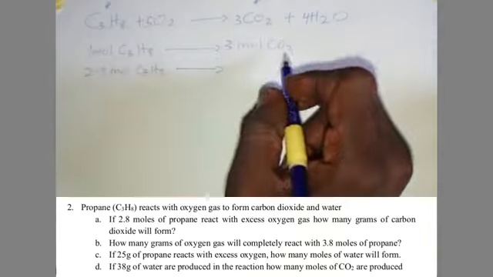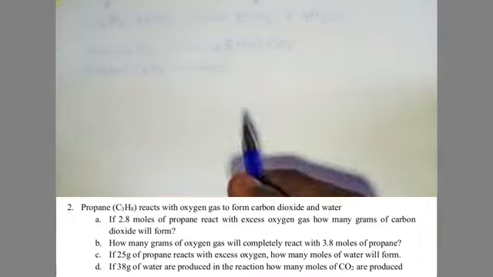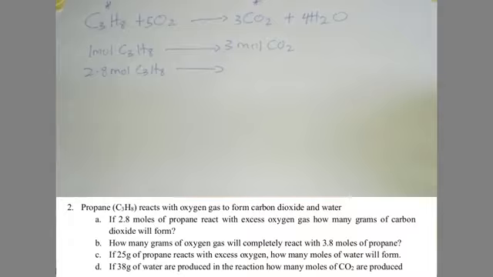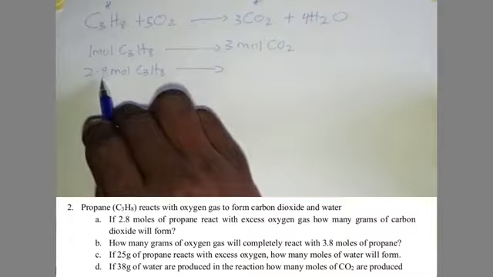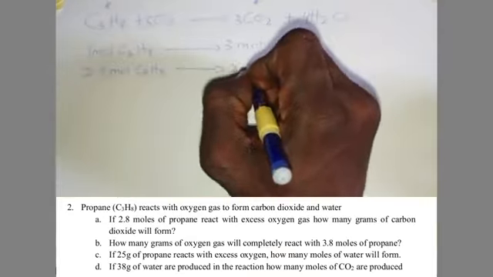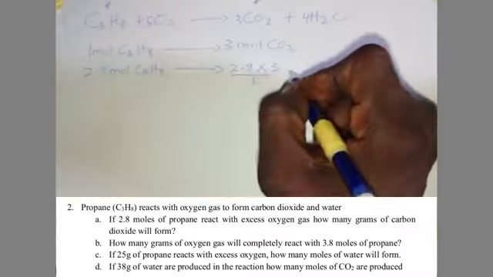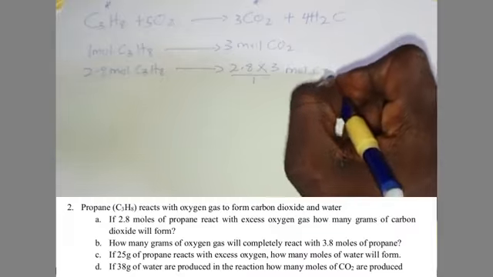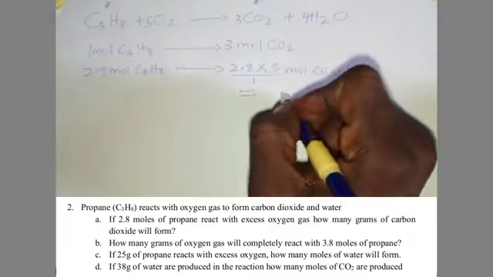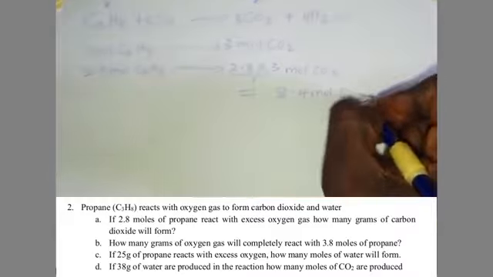So how many moles of carbon 4 oxide is expected to form from 2.8 moles of propane? We are going to cross multiply. So 2.8 multiplied by 3 divided by 1. That will be moles of CO2, and this is going to be equal to 8.4 moles of CO2.